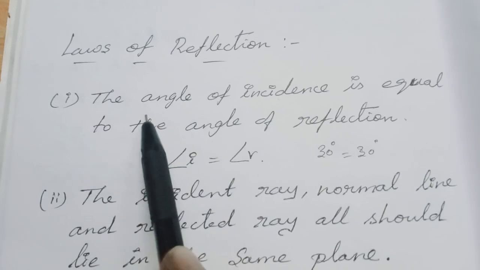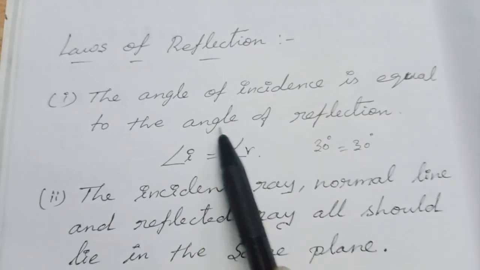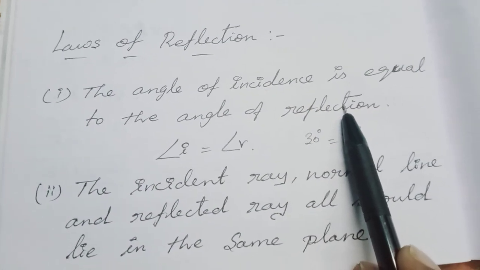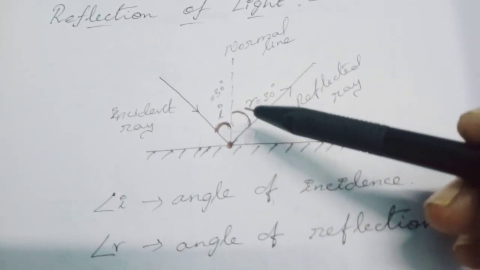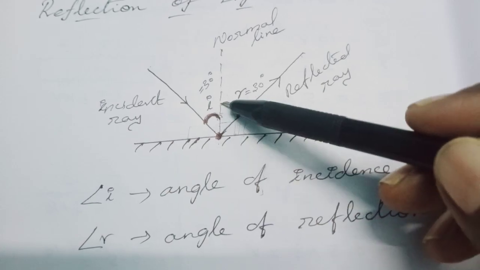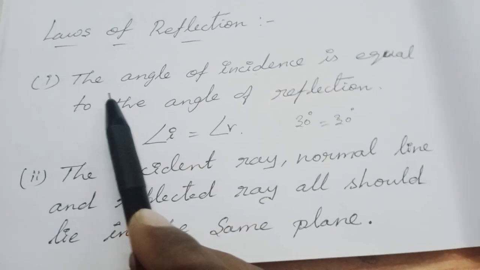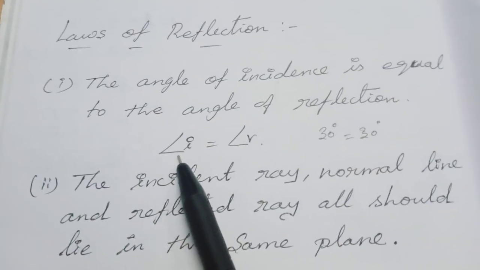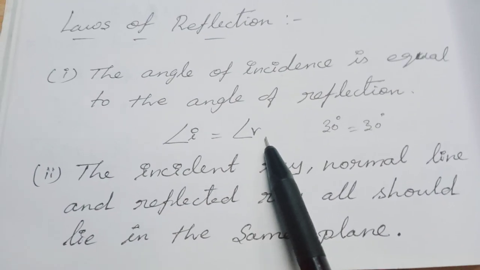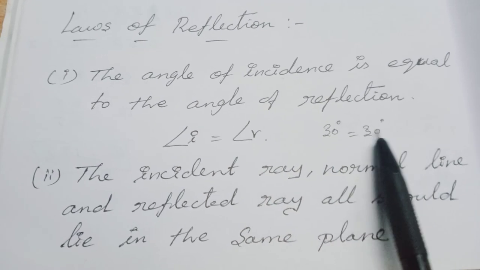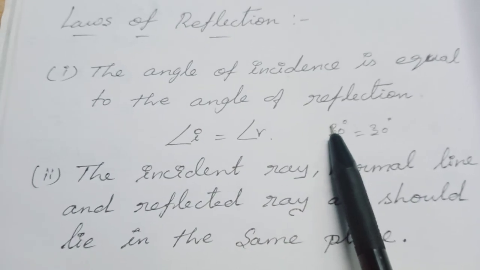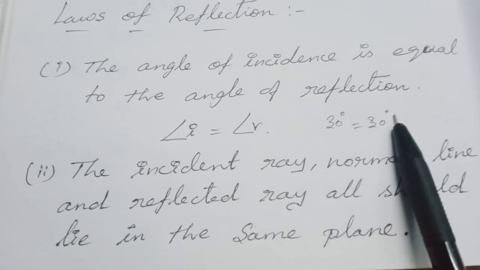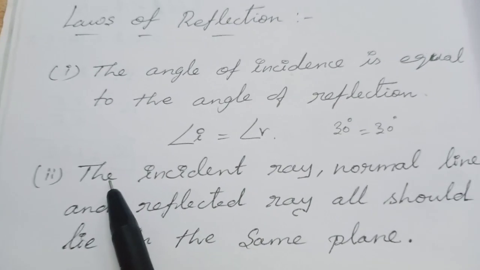The first point: the angle of incidence is equal to the angle of reflection. From the diagram we saw that the angle of incidence is equal to the angle of reflection, that is, angle i equals angle r. For example, if angle i is 30 degrees, then angle r is also equal to 30 degrees.